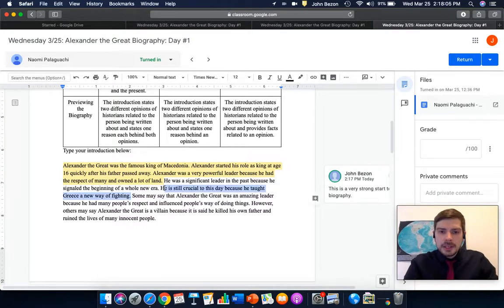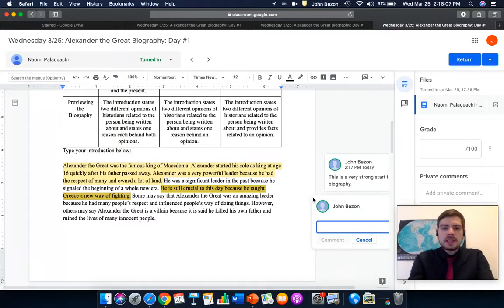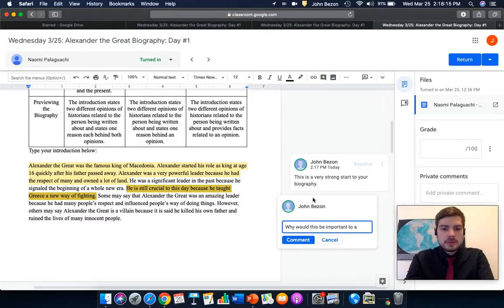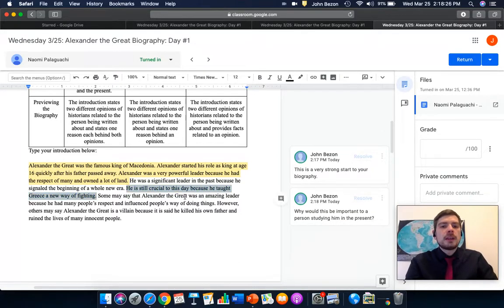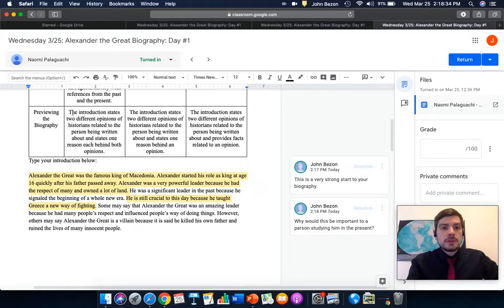So what I'm going to comment here is I don't really see the connection to the present. Why would this be important to a person studying him in the present? So when Naomi sees that comment, she should go back in here and make an edit like, oh, I need to be clear and I need to tell Mr. Bizon exactly why Alexander the Great is important in the present. So now she needs to preview the biography.